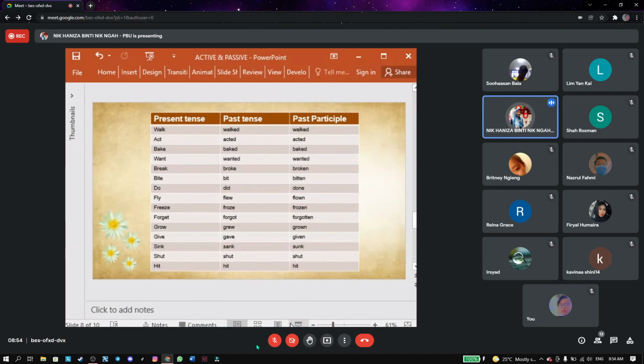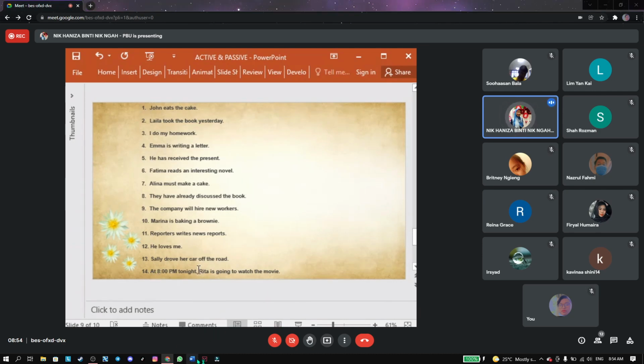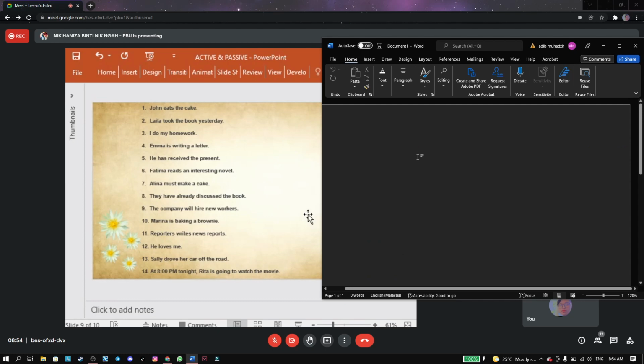Now let's look at this one. Okay. All right. I give you 5 minutes for you to change the active sentence. I give you 1, 2, 3, 4, 5 until 14 of active sentence. Try to change into passive. Write it on the paper. Later, we will do it together. Okay. Buat atas paper dulu. Nanti I akan panggil seorang-seorang. Semua akan kena ni. So nombor mana yang you kena, nanti kita tengok. Okay, try. I give you 5 minutes.